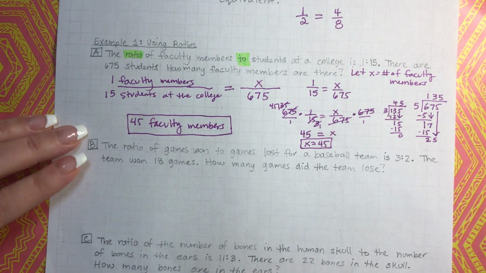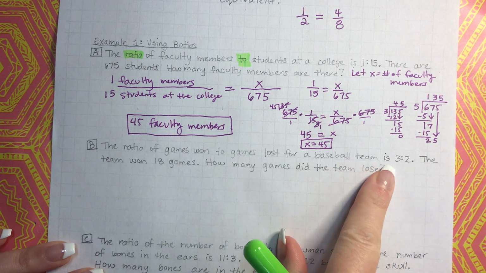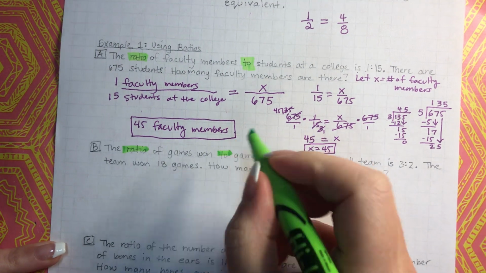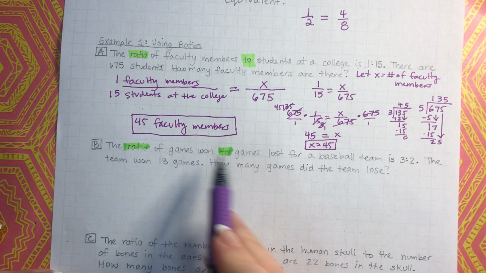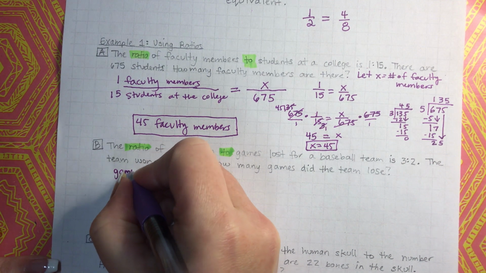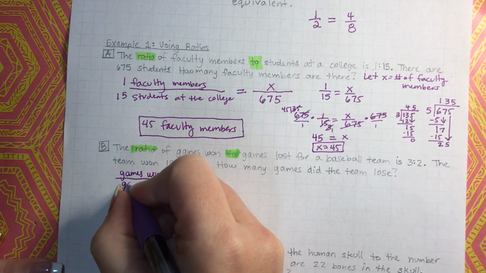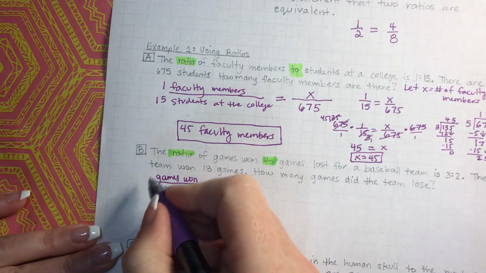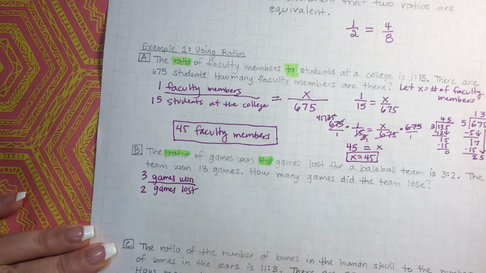So let's go ahead and look at the next one. It says the ratio of games won to games lost for a baseball team is 3 to 2. Okay, so we have that word ratio again. And then there's that keyword "to." That lets you know that the information to the left of the word "to" goes on the top of the fraction, and the information to the right goes on the bottom. So it's going to be games won to games lost. So that means we put 3 games won on top, to 2 games lost.